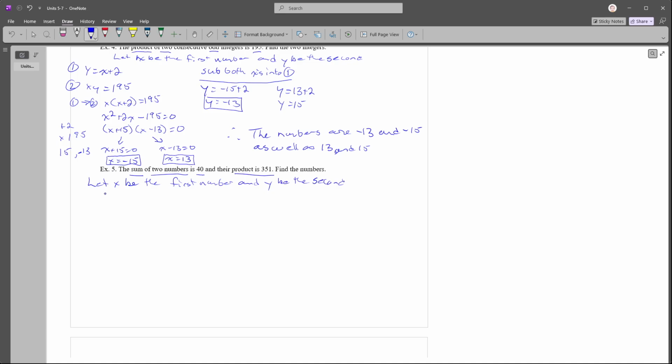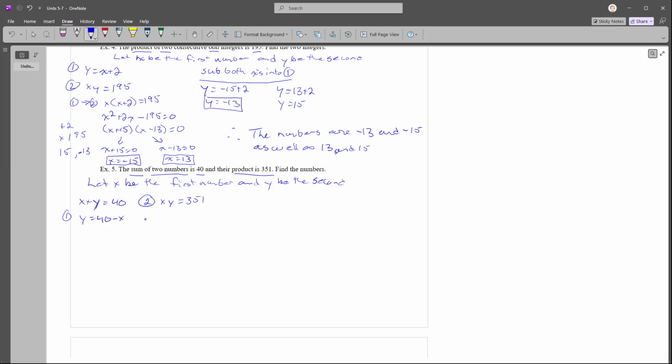Okay, so what equations do we know? Well, the first one is x plus y, the sum of the two numbers, is 40. Okay, x plus y is equal to 40. Let's isolate for one of these variables. So let's bring the x over to the other side. So that means our equation 1 is going to be y is equal to 40 minus x. Okay, what else do we got? Well, equation number 2 says the product of these two numbers is 351. So x times y is equal to 351.